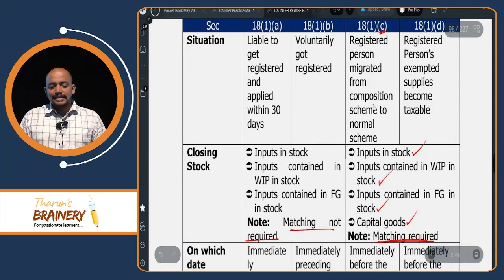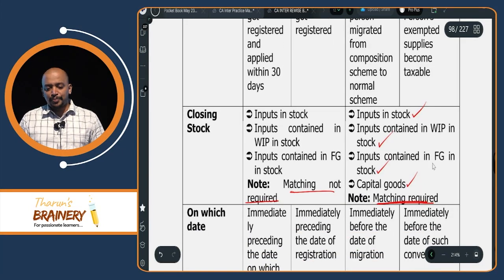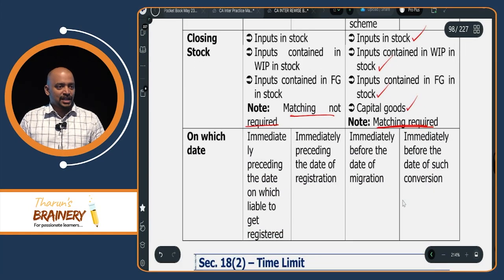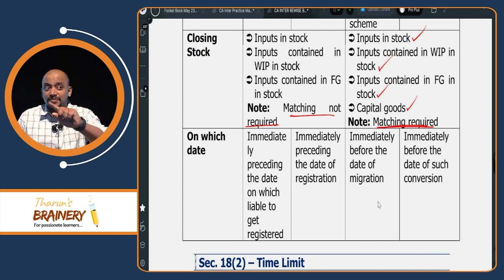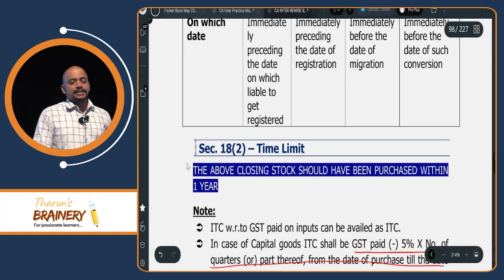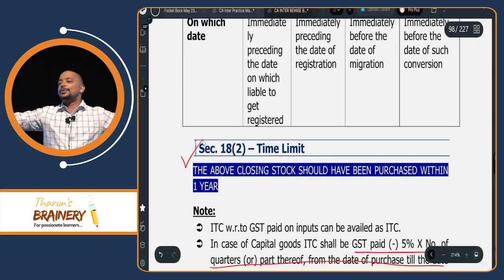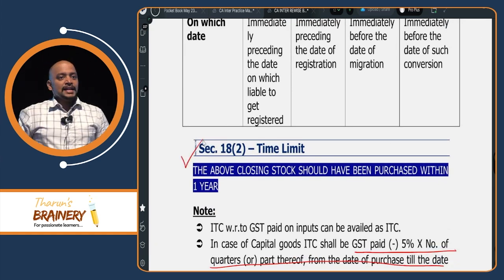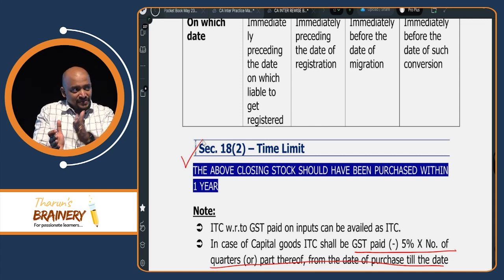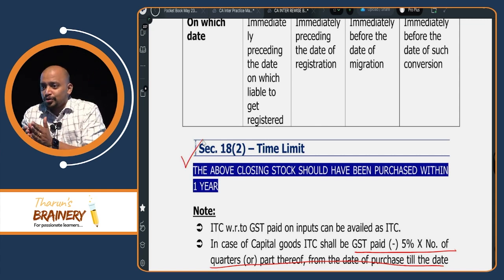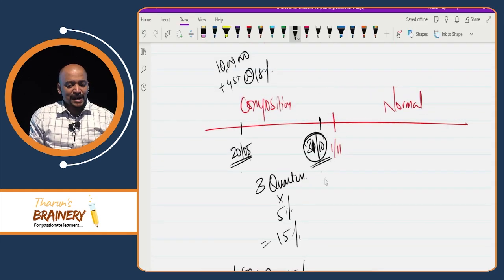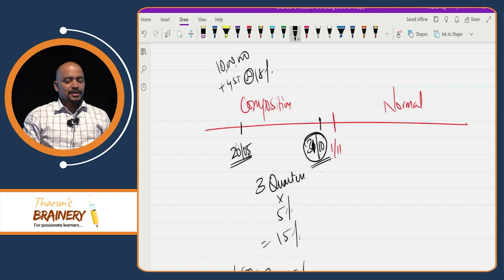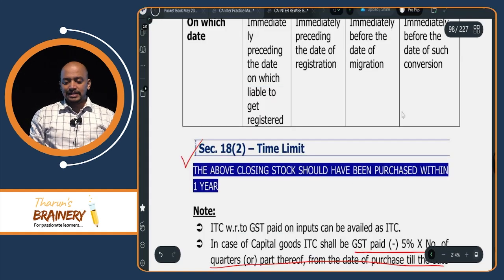Then 18(1)(c) is inputs in stock, inputs in WIP, inputs in FG, capital goods before the date of conversion. Should this capital goods also be purchased within 1 year prior? Yes. This 18 subsection time limit is common for both inputs and capital goods, which means even those inputs should have been purchased within 1 year prior. Capital goods should also be purchased within 1 year prior. Is the capital goods purchased within 1 year prior to the closing stock date? Yes. So, we can take the ITC.